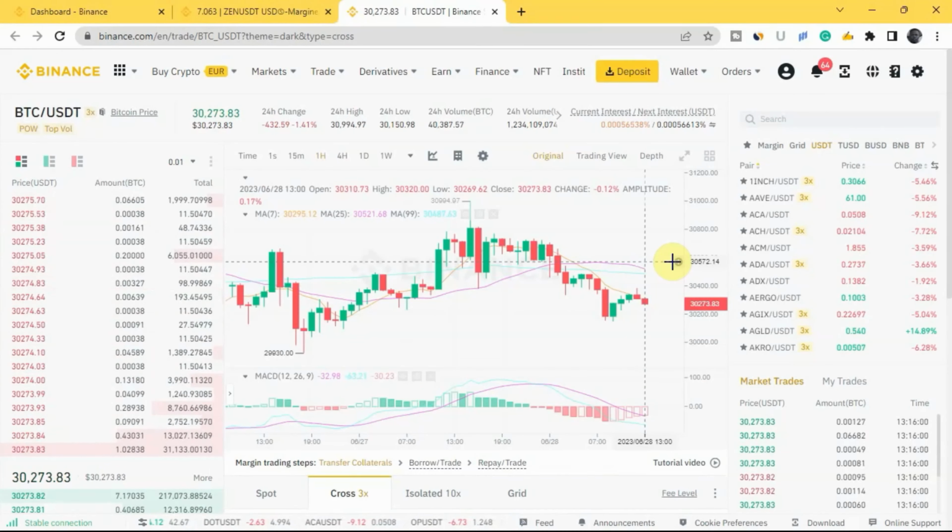So these are the differences and similarities between futures trading and margin trading on Binance.